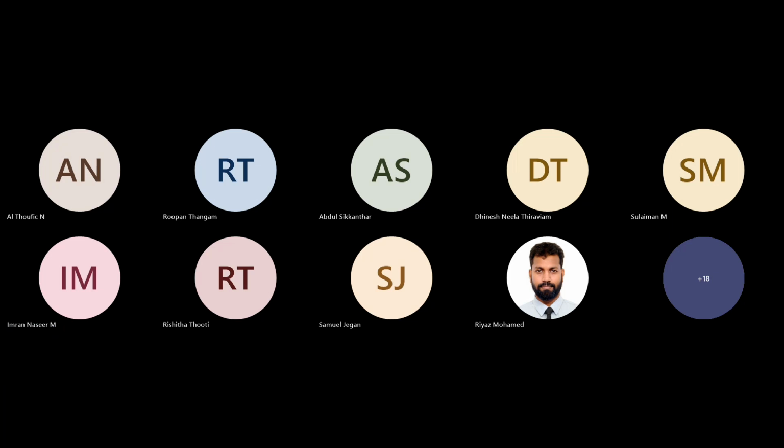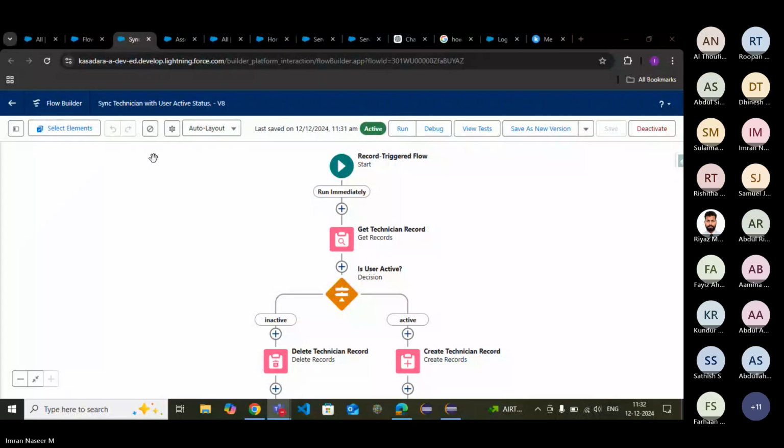I have one question. Can I share my screen? Yeah, please. I am working on Flora. The scenario is, if the user gets deactivated, that user will not be visible in the technician record. If the user gets activated, that user will be visible in the technician record. But I'm getting the DML error. Is there any other way to counter that?